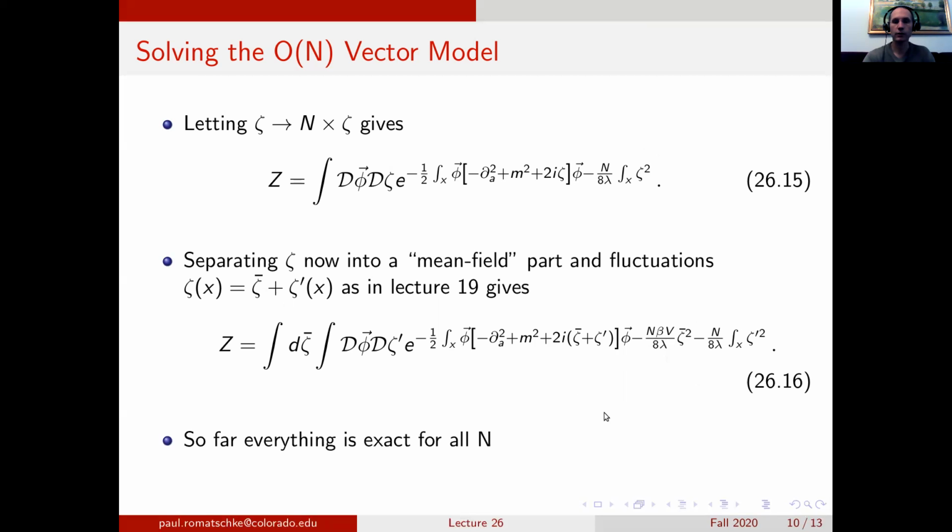And I just wanted to point out that up to this point here, everything was still completely exact for any N. So we could put in N is 1, and this path integral here would basically represent the single real scalar field theory that we've talked about quite a bit in this course. However, what we can do now is use the large N limit to get an exact result for this particular O(N) model theory.